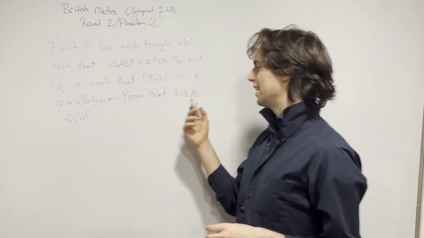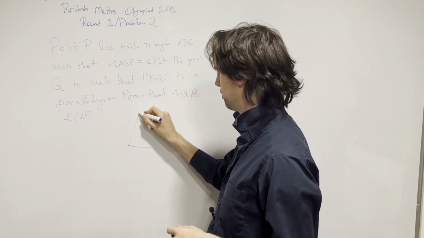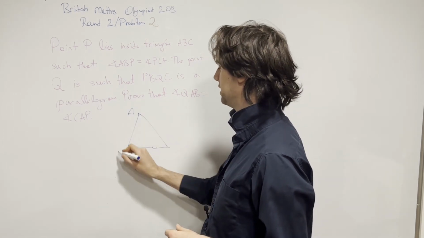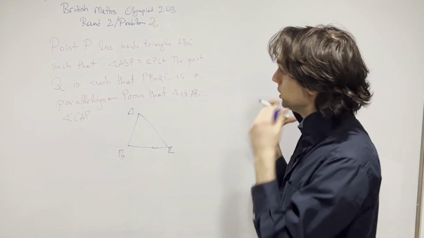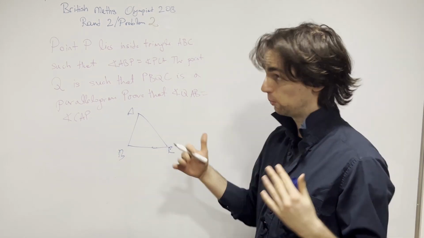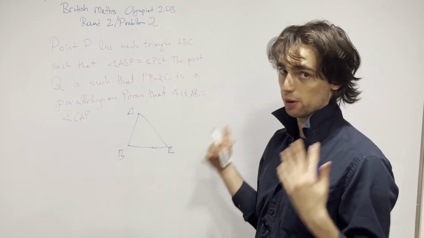So we have a triangle ABC. Okay, let's draw this triangle ABC. Our first diagram is not going to be very good because we want to see what's actually happening in the problem, and then we can draw a second diagram that's much better.